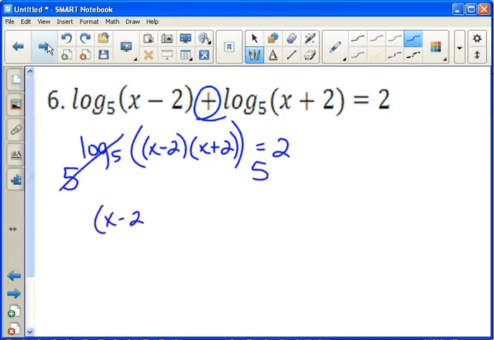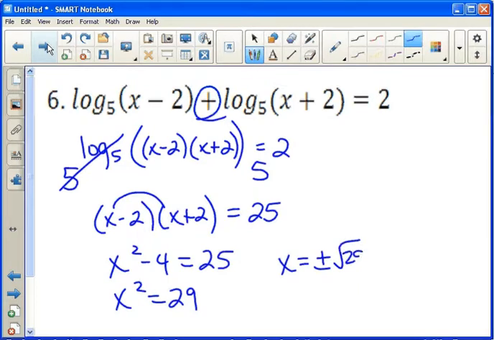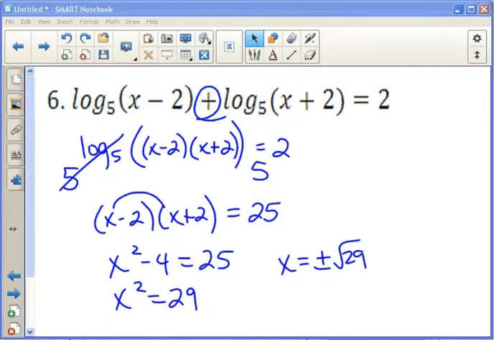5 squared is 25. If we FOIL all this out, you should get x squared minus 4 equals 25. Add 4 to both sides. So we get x equals the positive or negative square root of 29. And while we get both positive and negative square root of 29, we can't use the negative one because if we try to plug that back in, we end up trying to take the logs of negative numbers, and we can't do that. So we'll only use the positive square root of 29.